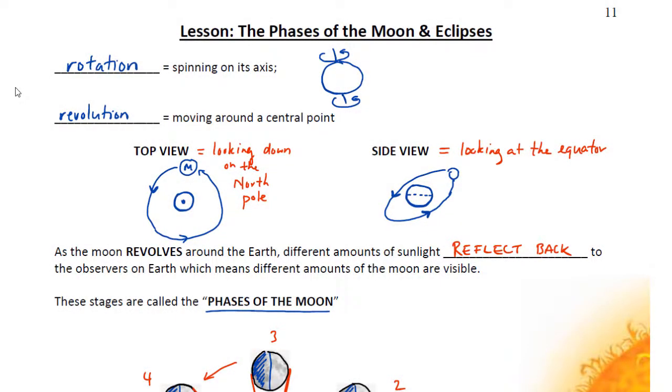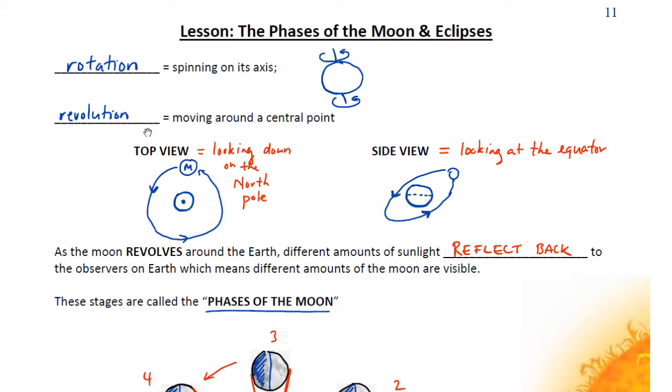In this lesson, I'd like to discuss the phases of the moon and eclipses, both lunar and solar eclipses. First of all, let's remind ourselves of some important terminology. The first thing is rotation. Remember that rotation is when something spins on its own axis. Notice that this is the moon here spinning in the exact same counterclockwise orientation that the Earth spins.